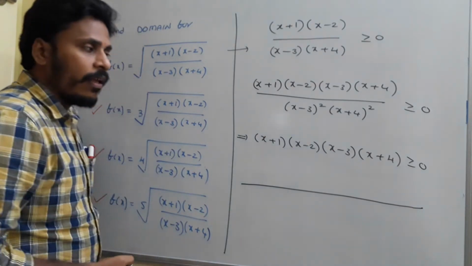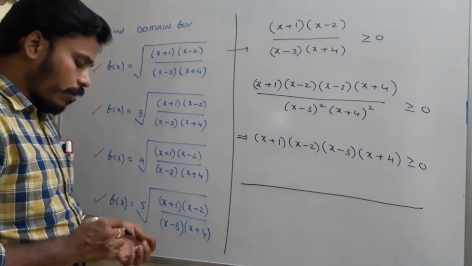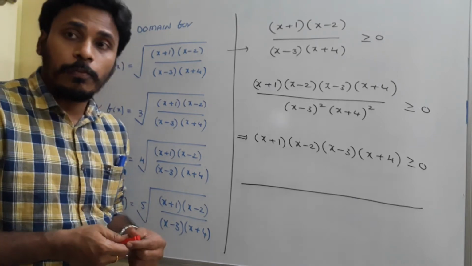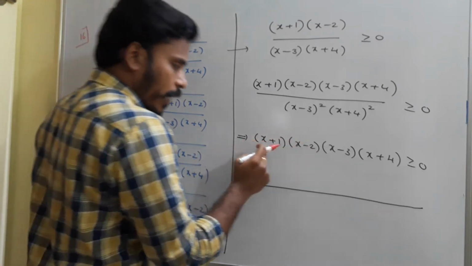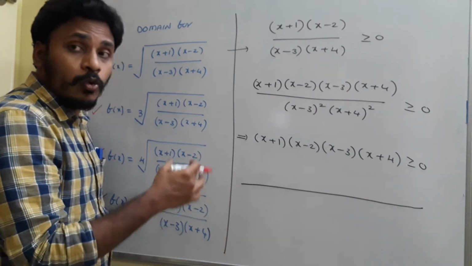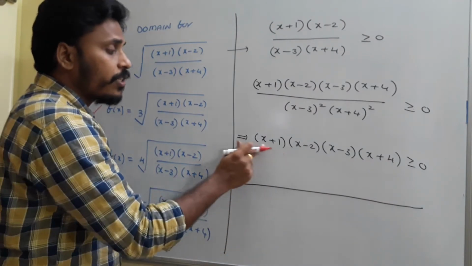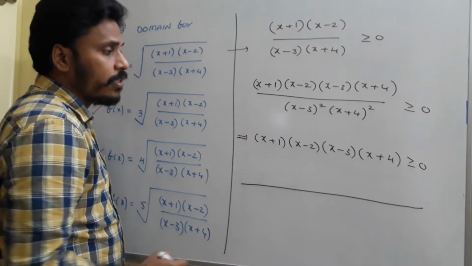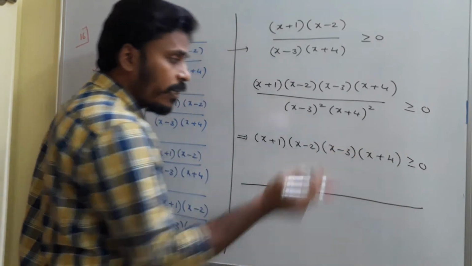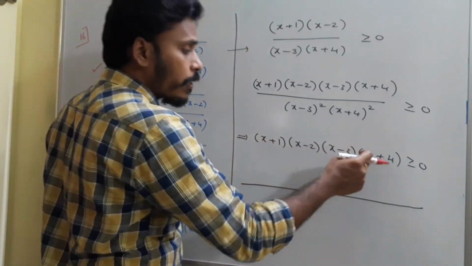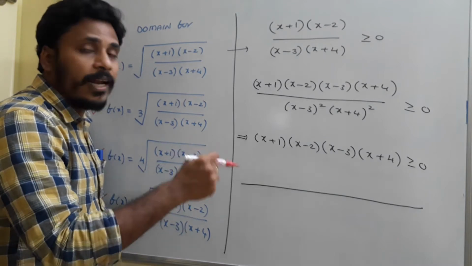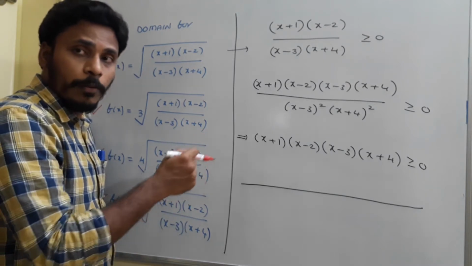On the number line, we need to mark the roots, or the critical points as we may call them, of this particular polynomial. If you multiply all these factors, you will get a polynomial, right? And what are the roots of that polynomial? Since it is x plus 1, minus 1 is a root. Since it is x minus 2, 2 is a root. It is x minus 3, so 3 is a root. Since it is x plus 4, minus 4 is a root. So minus 1, 2, 3 and minus 4 are the roots of that polynomial.